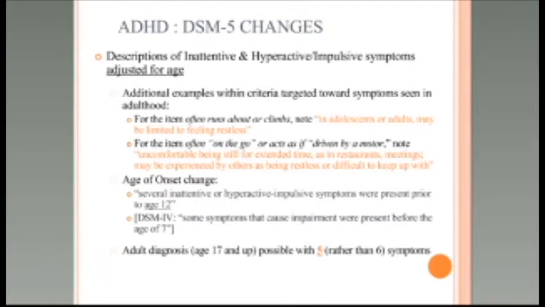With regard to age of onset, the criteria for DSM-4, the previous version, indicated that symptoms that caused impairment were present before age 7. Retrospectively, it's very difficult for parents and individuals to report whether a symptom was present before 7 or after 7, but most people can agree before that symptoms were present during grade school or elementary school. So the new criteria suggests that several symptoms were present prior to age 12. And in terms of adult diagnosis, so diagnosis of individuals who are 17 and up per DSM-5, it is possible to make the diagnosis with only 5 rather than 6 symptoms of the disorder.